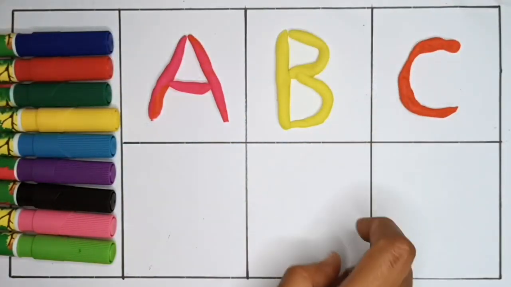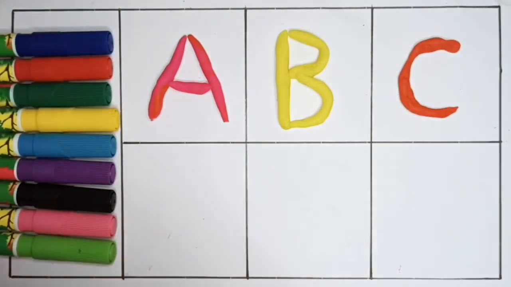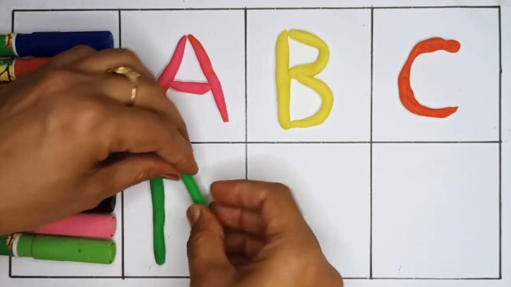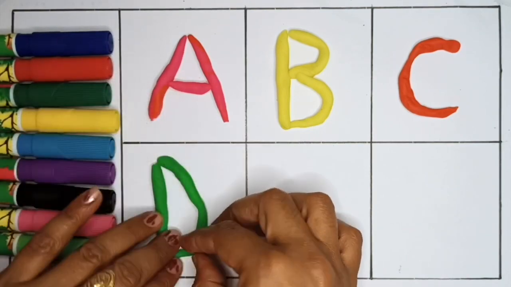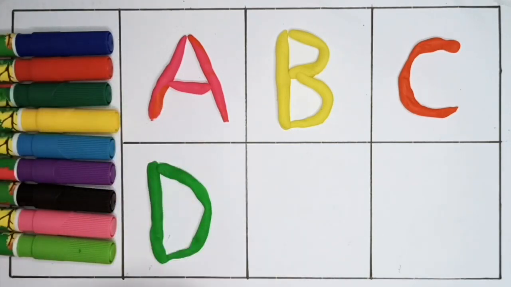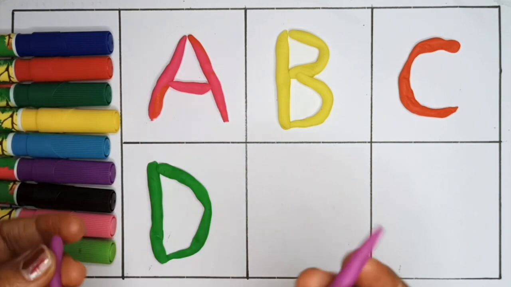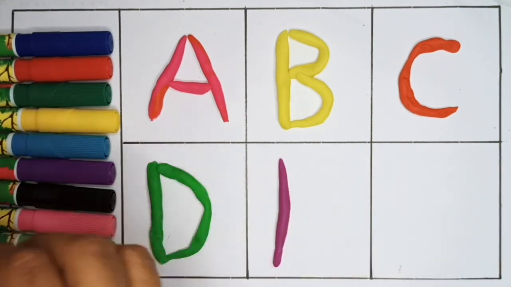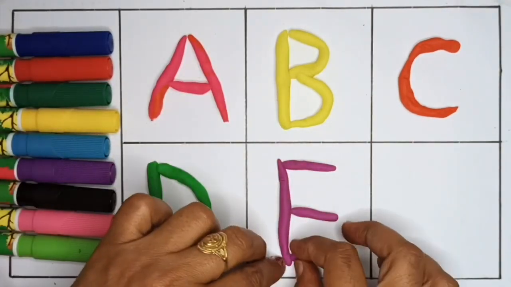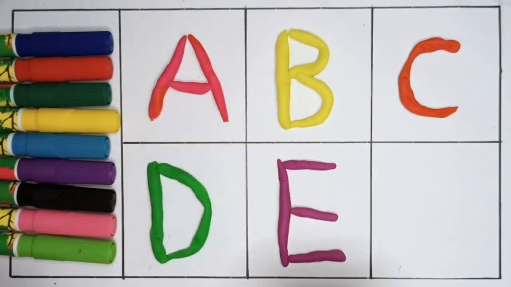C for cat. Orange color. Green color. D, D for dog. D for dog, green color. Violet color. E, E for elephant. E for elephant.